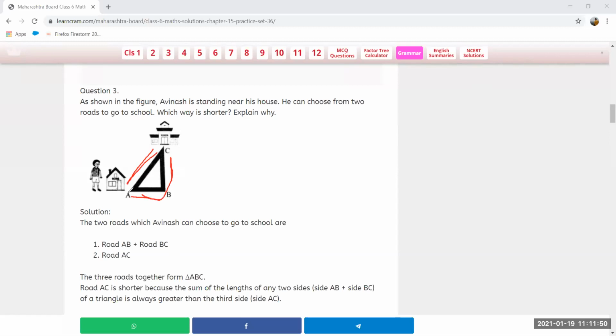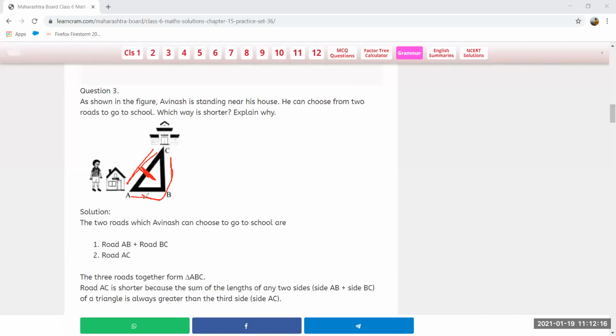So if he goes by AC or by AB plus BC, what will it form? Triangle ABC, right? Road AC is shorter. This road is shorter. Why? Because the sum of the lengths of any two sides, AB plus BC, of a triangle is always greater than the third side. Okay.